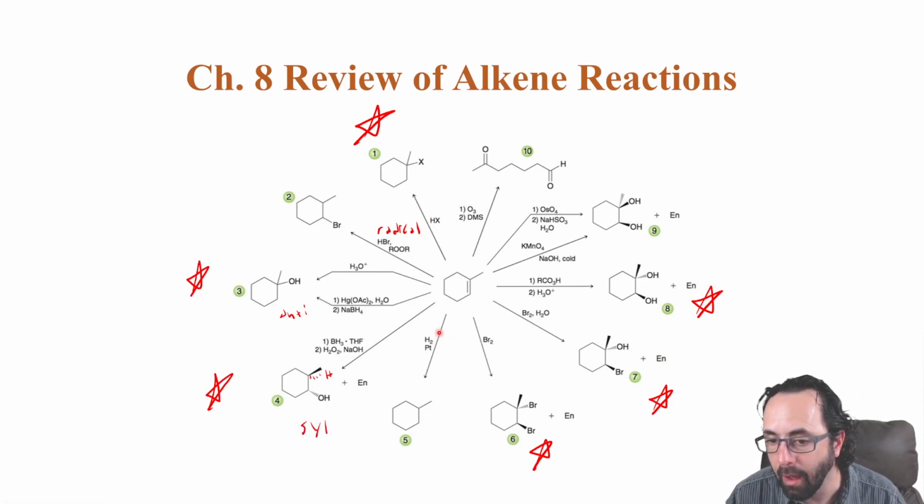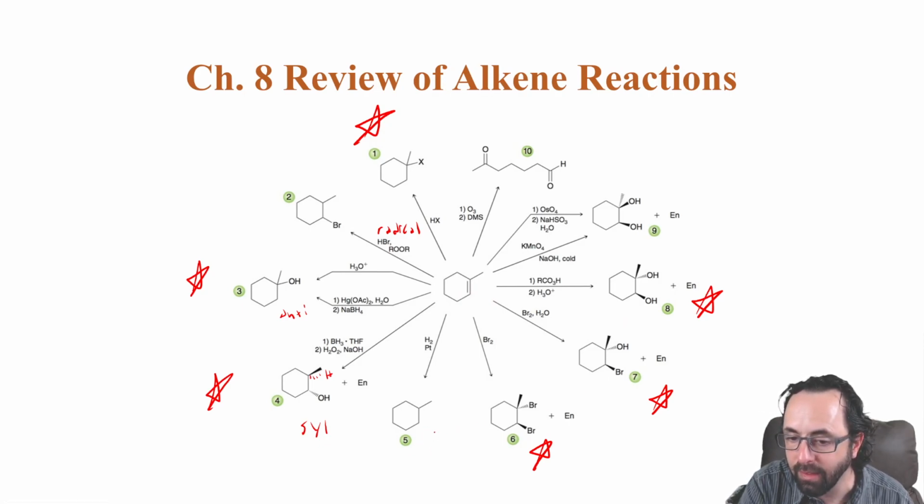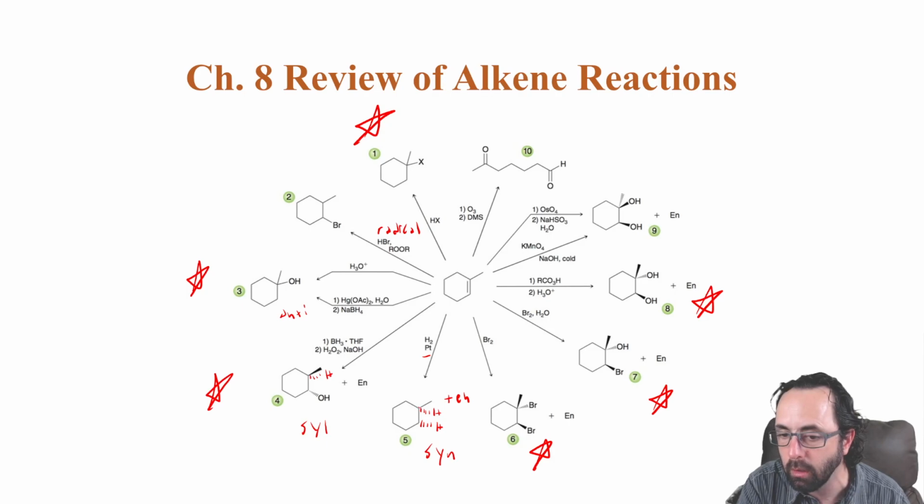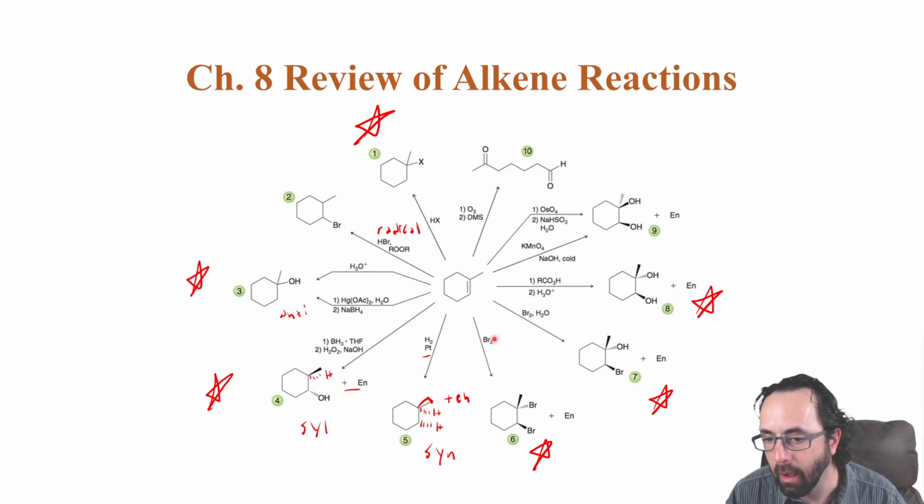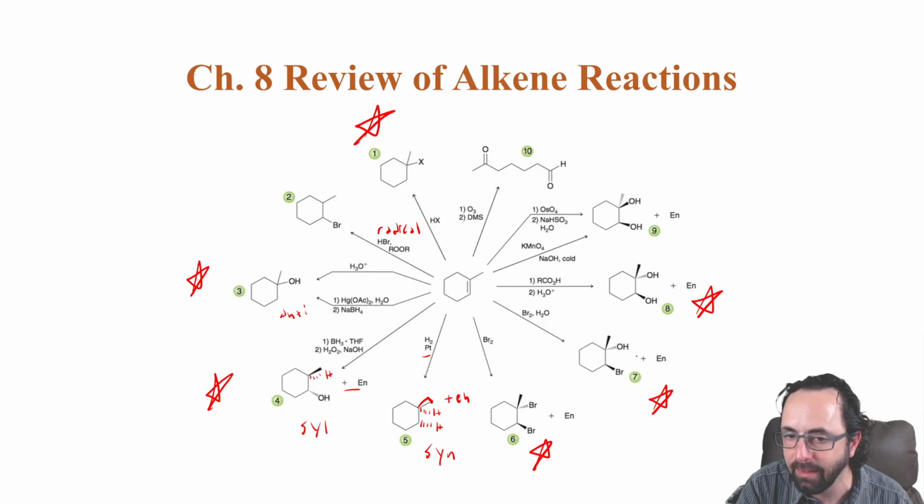We can have hydrogenation. This involves adding a hydrogen on each side. It is important to note again that this is going to occur in a syn fashion because it occurs all on the same plane, all on the same surface of the platinum. So hydrogen will be like this. Also, we'll get the enantiomer. This would be the wedge, and here again we'll get the enantiomer as well. When we have the halogenation, this will occur in an anti fashion. We can see here that these are on opposite sides.